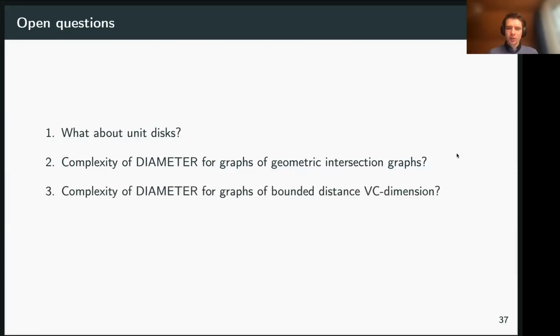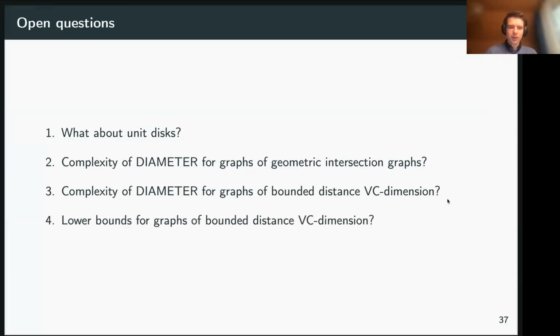The first question is actually about general graphs of bounded distance VC dimension, because we have this testing algorithm for diameter k when it is constant, but we don't know if we can compute the diameter if it is long in subquadratic time. It is unknown if we can do that. So maybe actually it is possible for all graphs of bounded distance VC dimension. We don't know about that.